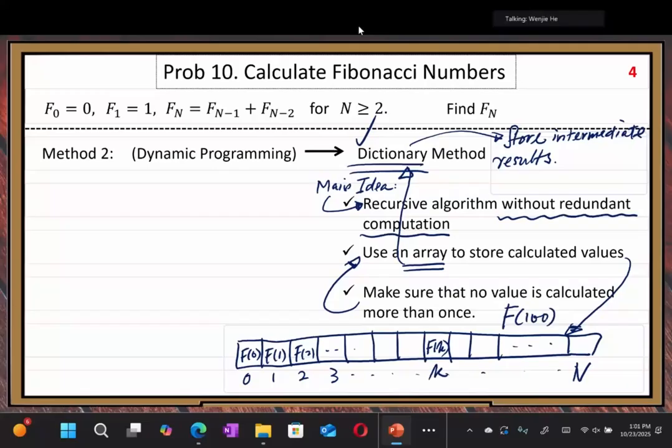Here I just use a simple example. For f of 100, how fast can you check if the value of f of 100 is available in the array or not? How fast is it? That's the question. Is it very slow or very fast? We need to measure that.